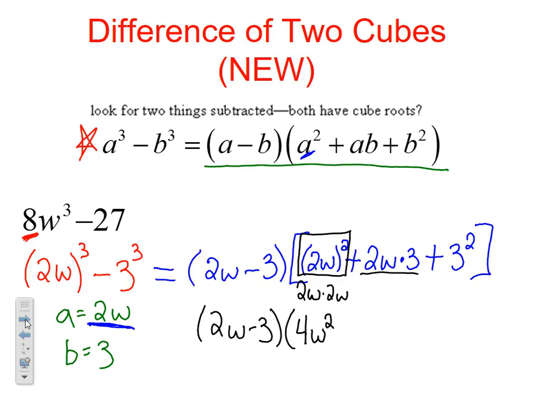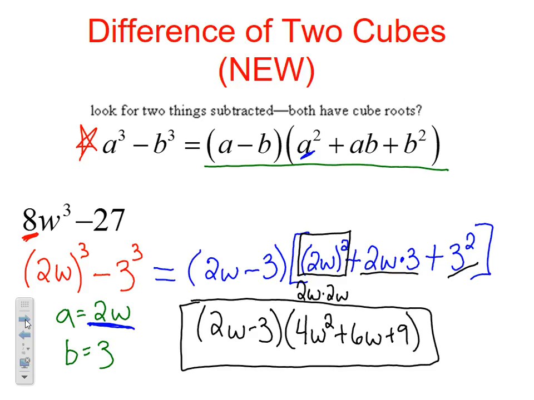Next part here, I can simplify this. 2 times 3 is 6, so I have plus 6w. And at the end, I have that 3 squared, so it's just plus 9. And this is going to be my final answer here. Okay, so biggest thing, making sure things are written as cubes, identifying your a and b, and then we're just plugging it in. Okay, make sure you have this example written down, please.